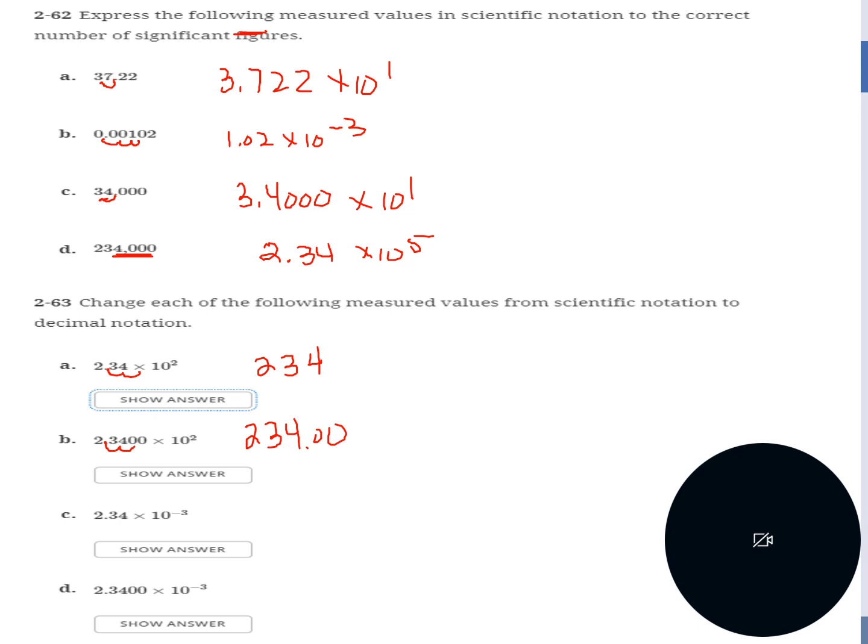This time I move my decimal. I have a negative exponent. Move it over 1, 2, 3 times. 0.00234. And same thing here. 1, 2, 3. And you can put those zeros in the front if you want.